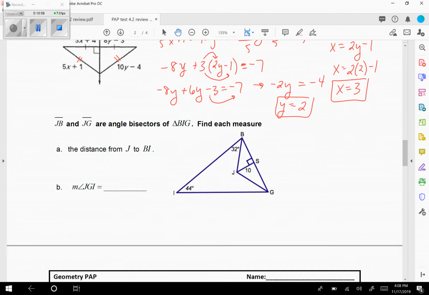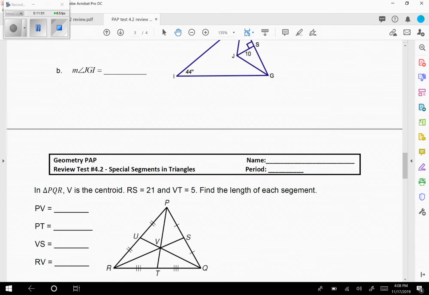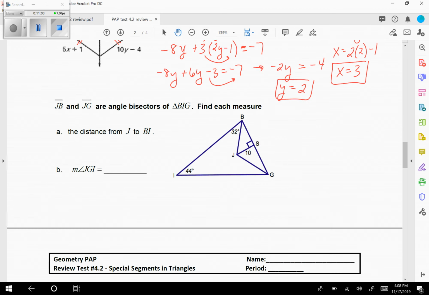This one here, I'll kind of start you off on it a little bit. It says segment JB and segment JG are angle bisectors of triangle BIG. Find each measure. Okay, so the key point here is angle bisectors. So there's something particular you have to remember about angle bisectors and finding distances, because that's for part A.